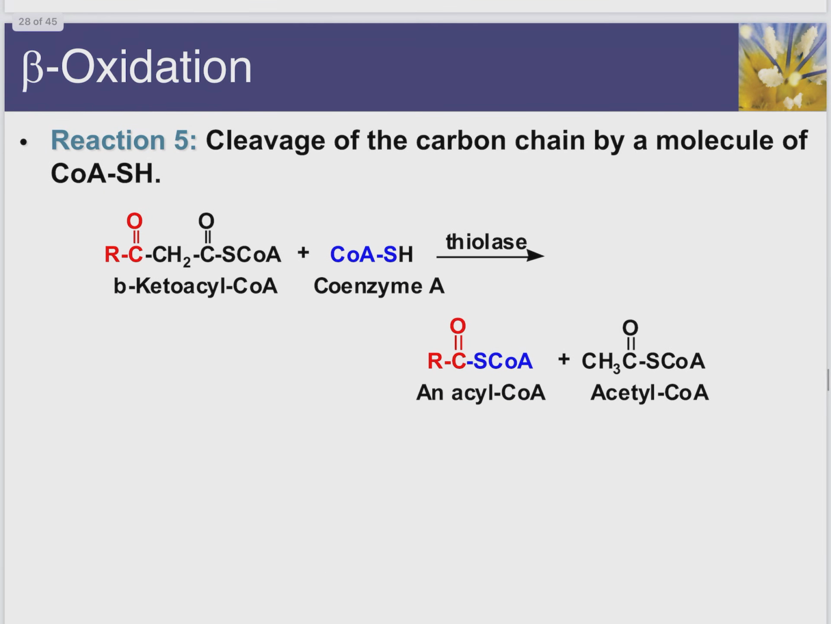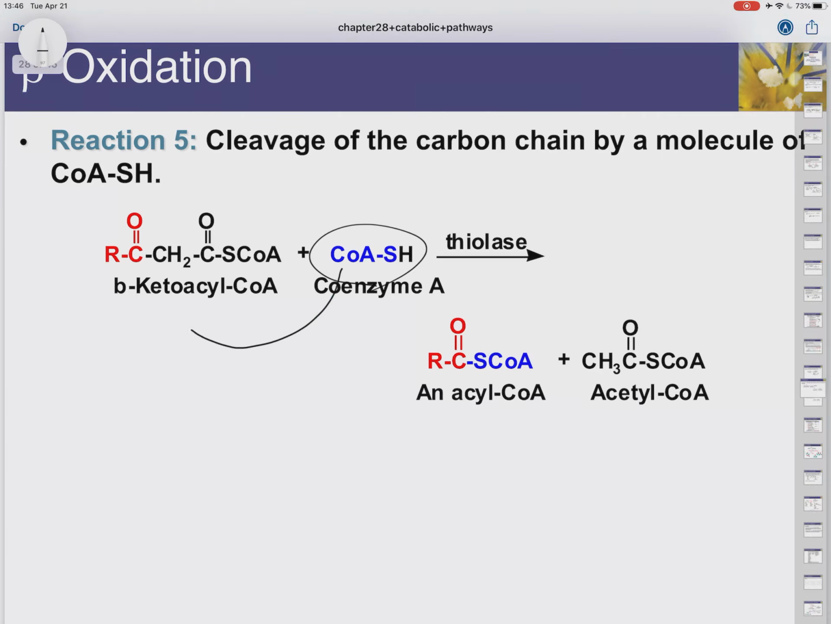So reaction 5 is basically cleaving off the rest of the fatty acid from the 2 bits that are going to get stuck to coenzyme A. So we've got cleavage of the carbon-carbon chain by a molecule of coenzyme A. Another coenzyme A comes in here and helps cleave this by reacting with that R carbon, so that this guy can break off.